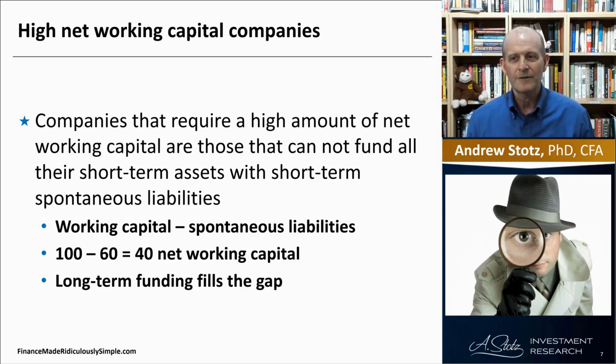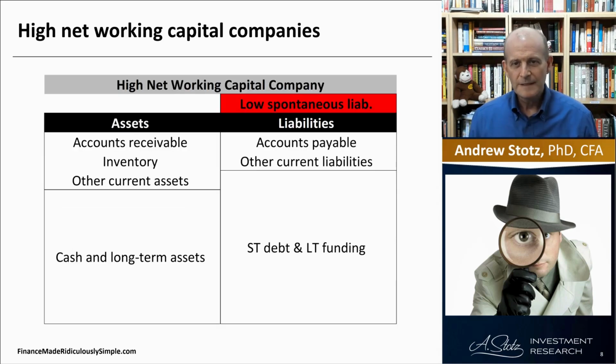So let's look at a diagram of how this would look. In this case, what I'm showing is a high net working capital company. And what you can see is, in this case and the next ones, I'm going to keep the asset side of the balance sheet the same. You're going to see accounts receivable, inventory, and other current assets. And then you're going to see cash and long-term assets. So I've moved cash down from the current asset section into the long-term. And on the opposite side, on the liability side, you're going to see accounts payable and other current liabilities.